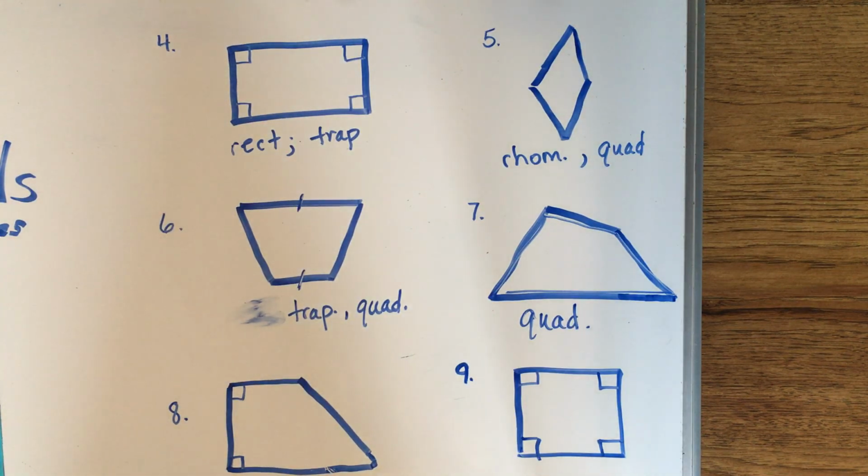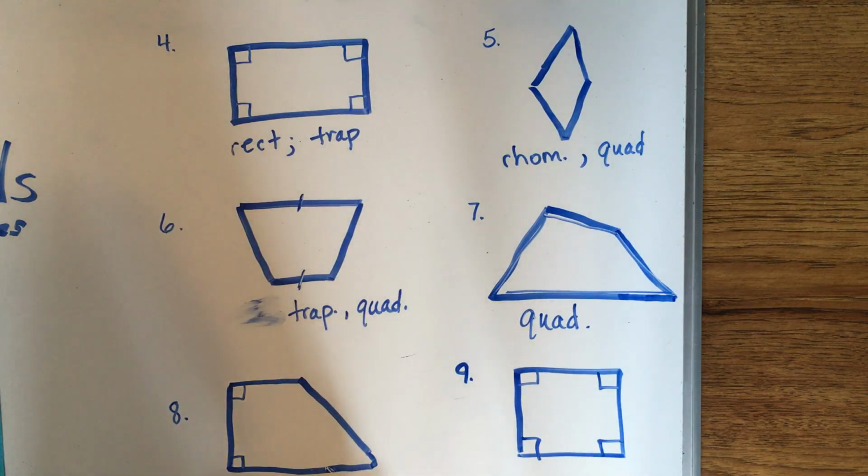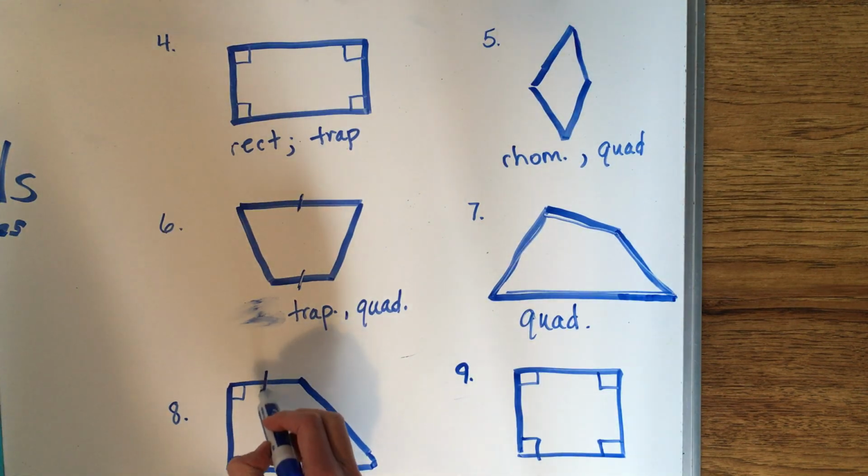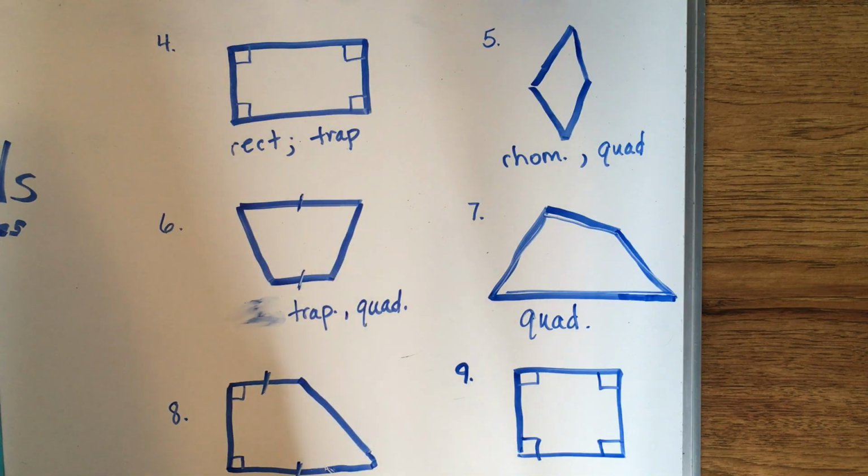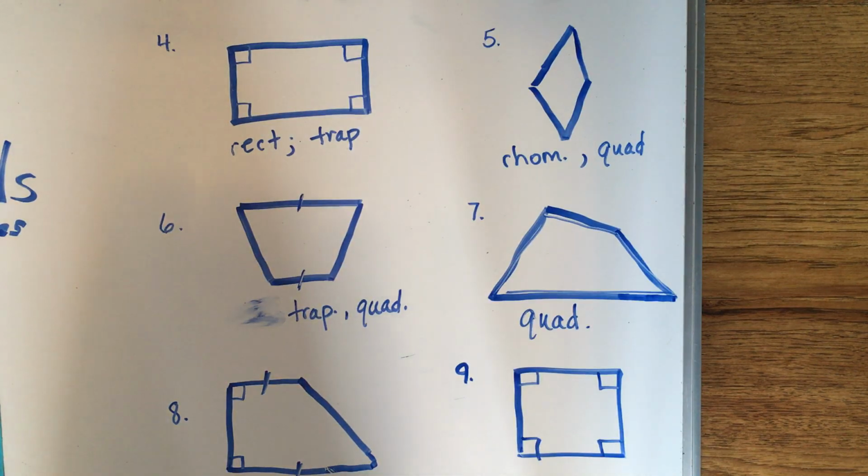Okay, number 8. Is this a rectangle? No, because a rectangle must have four right angles. Is this a rhombus? No, this is not a rhombus. A rhombus has to have all sides that are equal, and this one is much longer than that one. Is this a trapezoid? Has to have at least one set of parallel lines. This is parallel to this one. So this is definitely a trapezoid. All right. Is this one a square? No. Has to have four right angles.